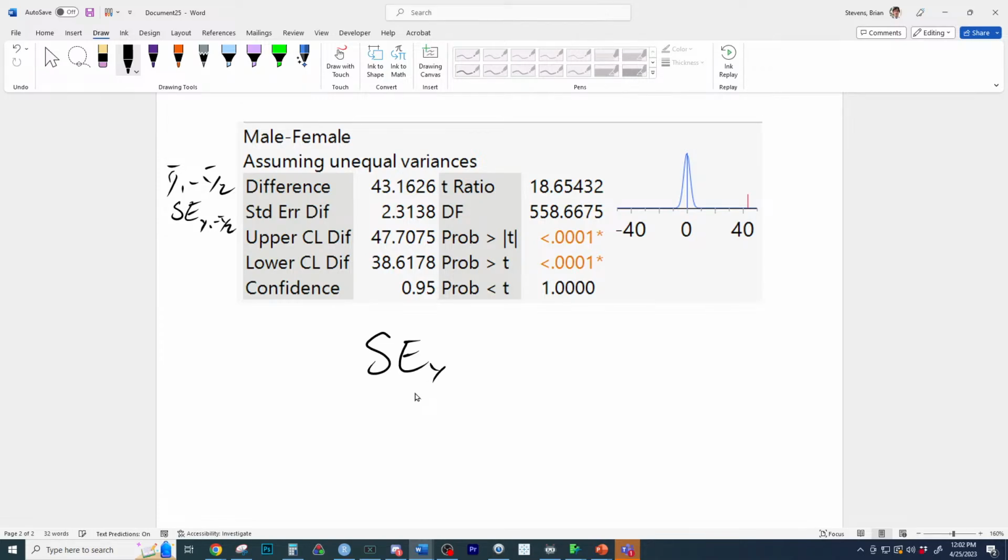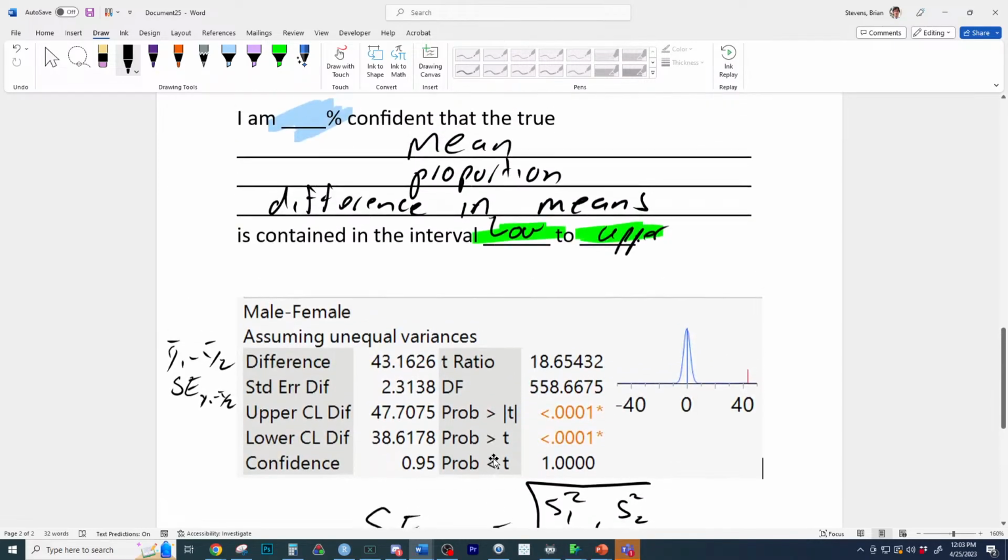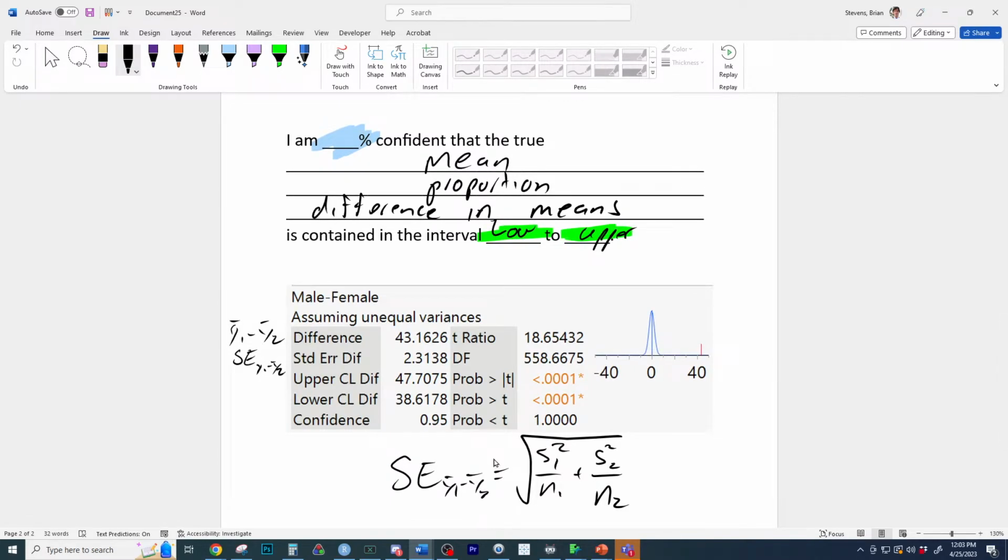The standard error of y bar 1 minus y bar 2 is equal to the square root of s sub 1 squared over n sub 1 plus s sub 2 squared over n sub 2. And the lower and the upper of the interval are just the lower and the upper. So that's upper and that's lower. Confidence level. The t ratio, this t ratio is found by t equals y bar 1 minus y bar 2 over the standard error of y bar 1 minus y bar 2, which interestingly enough is just literally this.